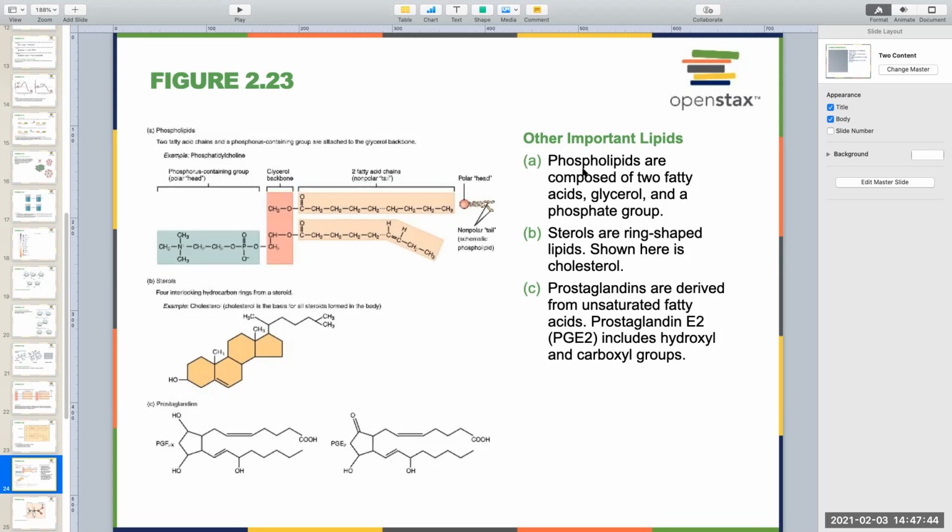So again, the major point that I want you to remember here is that phospholipids are part of the cell membrane. They make up a large part of the cell membrane. So if I were to ask you, what is a major component of the cell membrane? And I said, is it a phospholipid? Is it a steroid? Is it glucose, maltose, or sucrose? You would tell me phospholipids, and you'd be right.